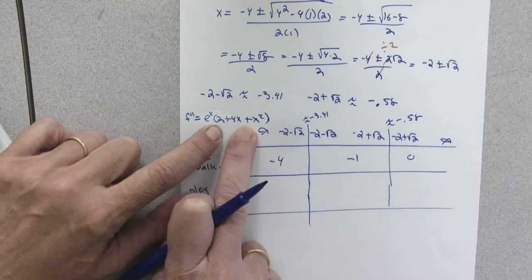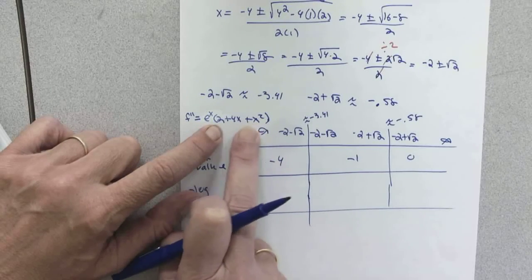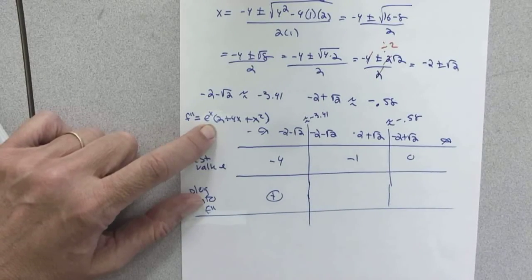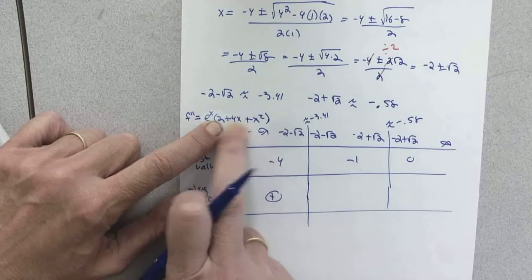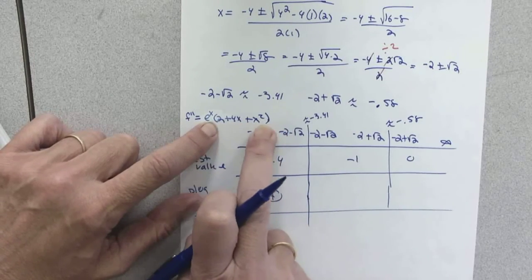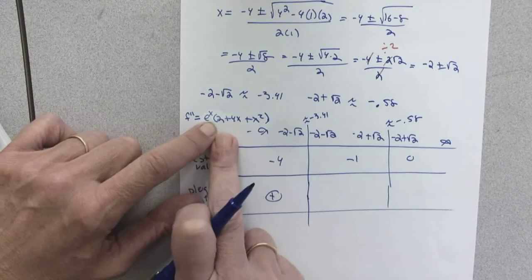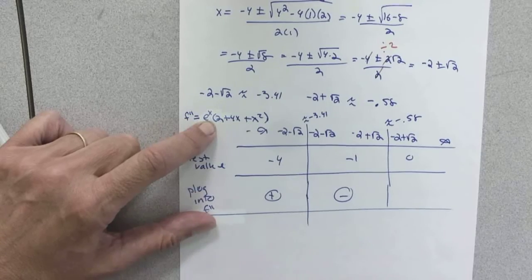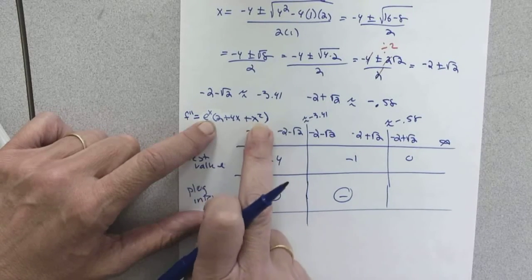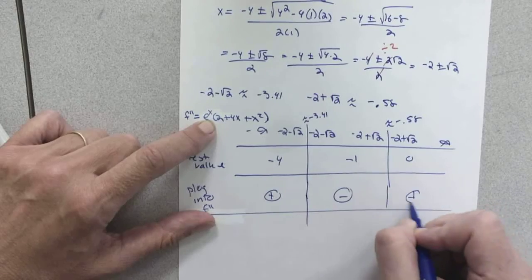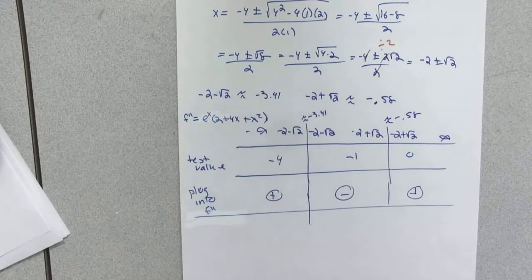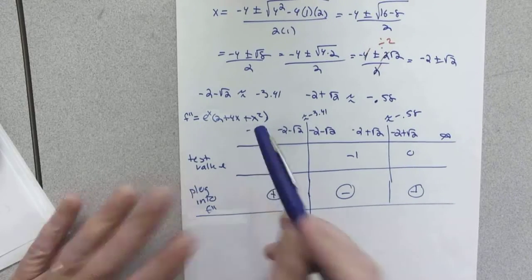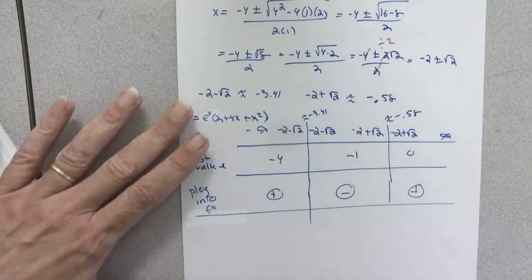If I plug -4 into there, that's going to be 16 minus 16 plus 2, and that's going to be positive. If I plug -1 into here, that's going to be 1 minus 4 plus 2, that's going to be negative. And finally plug 0 in here, 0 plus 0 plus 2, that's going to be positive. And again, if you can't analyze it like that, you can take that number, plug it into the whole second derivative, and see what you get. Just be careful of your calculations.